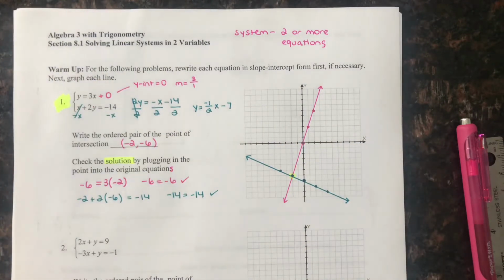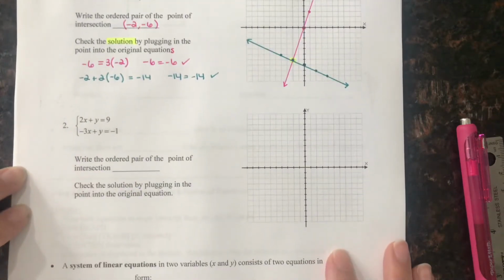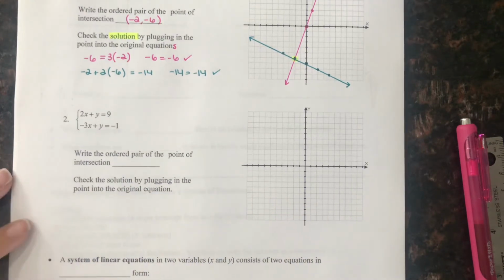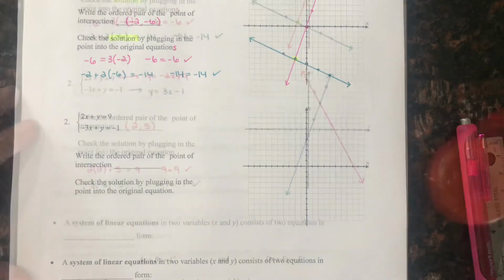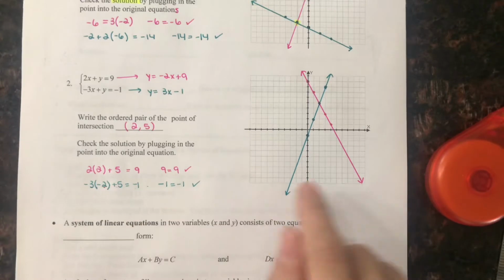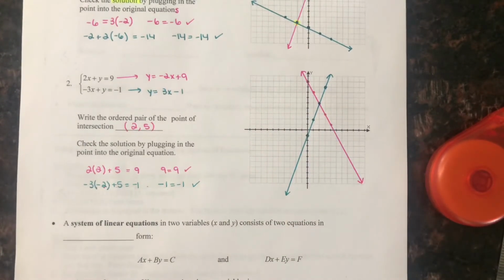Forgot to highlight that. Okay, so now I want you to take a minute, see if you can rewrite both of these next two problems in slope-intercept form and graph them both in order to find the intersection point. I'm going to pause the video. So you'll notice here that the solution for this system is at 2, 5. It's the point that they both have in common.